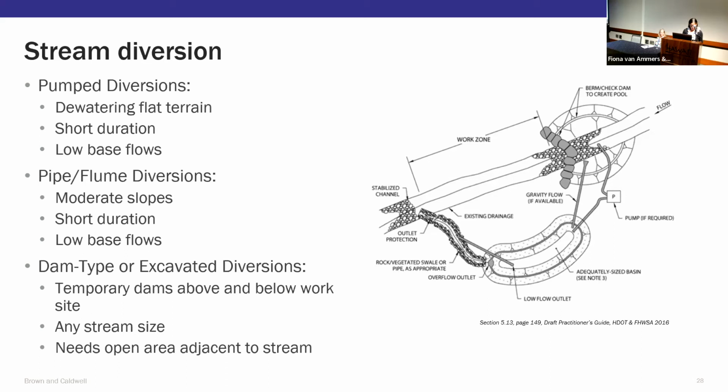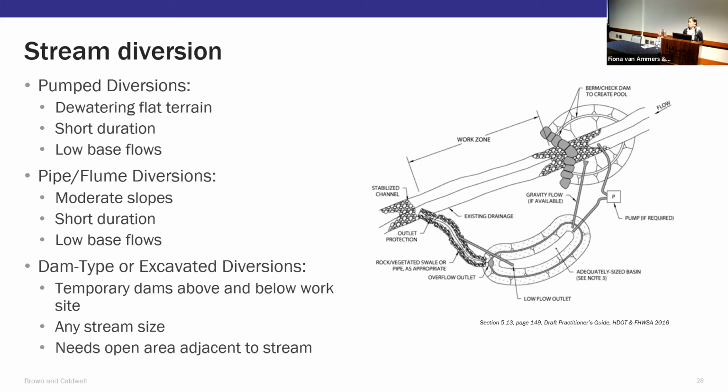There are three common types of stream diversions. One is pump diversions, which is when you pump upstream water around the job site and down into downstream water. This is often used when your stream is fairly shallow in slope. Another option is to use a pipe or flume diversion. This is better used if your stream does have some slope and you can use gravity to carry the water around. The last one is excavation or dam diversions, which can redirect the flow of water to a side stream or channel, or to maybe one side or the other of the stream itself if it's large enough. These three methods are not mutually exclusive.